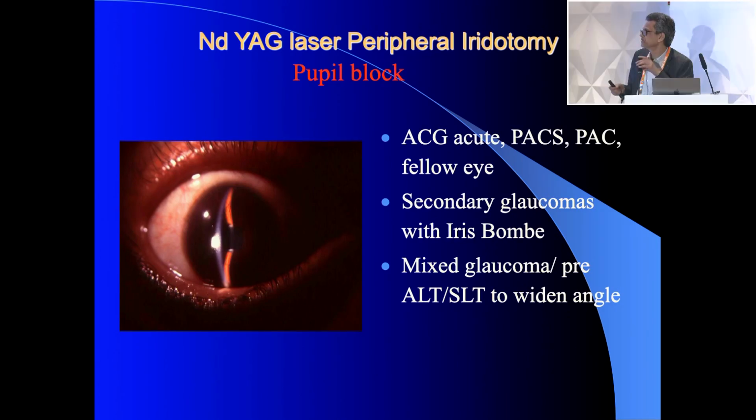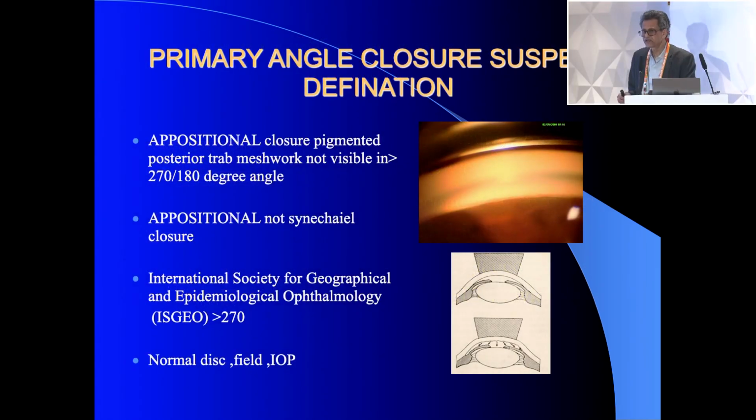The commonest thing that all of us do is a peripheral iridotomy. And why are we doing it? Basically because there is an iris bombé. So we do it in acute ACG, PAC, fellow eye, and all the secondary glaucomas. However, the ZAP trial and the Singapore trial have clearly shown that maybe we are overdoing it.